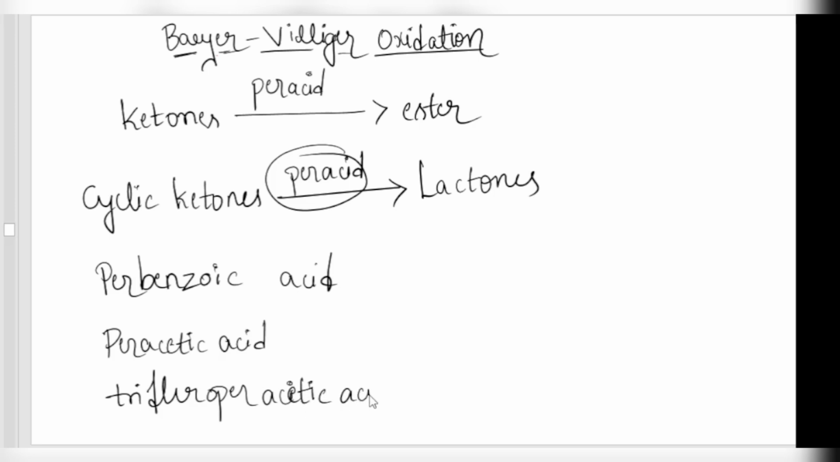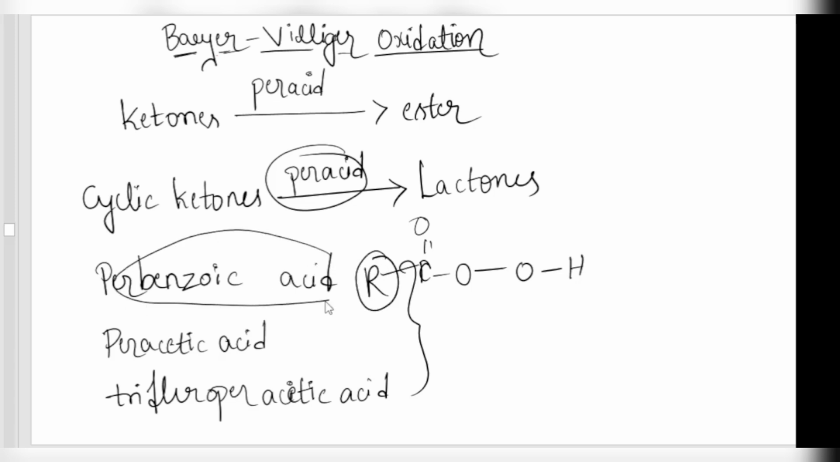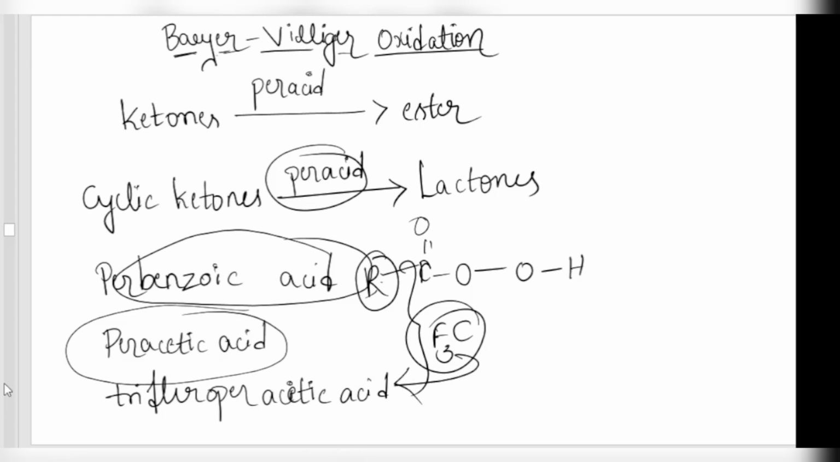The structure of these three reagents contains a peroxide linkage, that is O will be there, and here like that. This is the acid, and here a carbonyl group will be there, and here any R group. Suppose here if a phenyl group is there, then it becomes perbenzoic acid. If here CH3 is there, then it is peracetic acid, and if here CF3 is there, then it will become trifluoroperacetic acid. And now we'll see how the mechanism works in the case of Baeyer-Villiger oxidation.